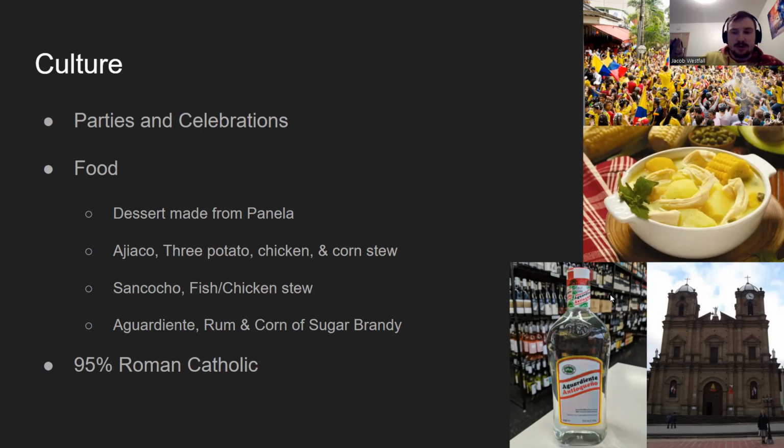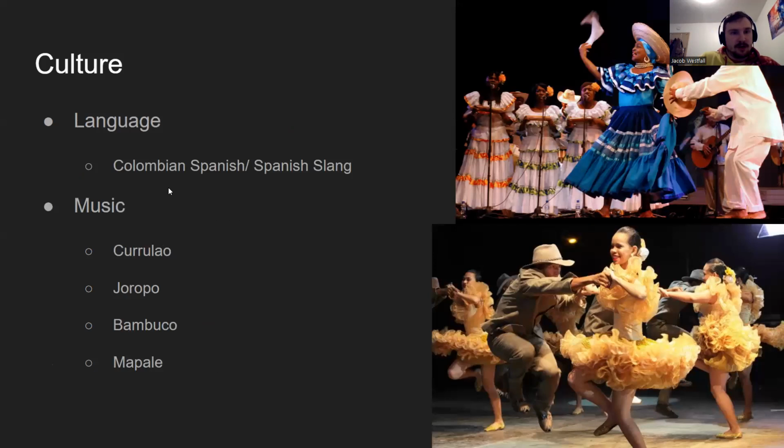And another big piece of culture in Colombia is that 95% of the population identifies themselves as Roman Catholic. So Catholicism has a huge hold on Colombians, and about 85% of those Roman Catholics actively go to services every week.